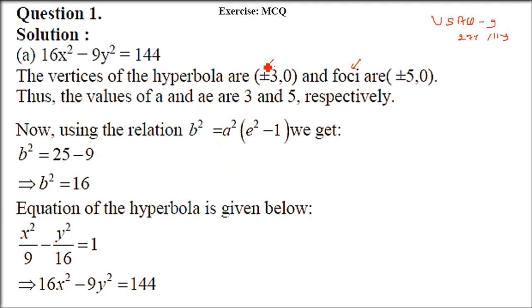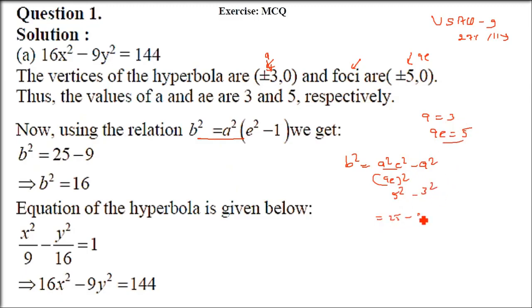So clearly, vertices means you are talking about a. So a is 3, and the foci are plus minus ae, 0. So ae is 5 here. When ae and a are there, you have b square equals a square, e square minus 1. Normally we write it like this, but we write b square equals a square e square minus a square. So ae is already with us. Just put it here: 5 square minus 3 square, you get 25 minus 9, which is 16.